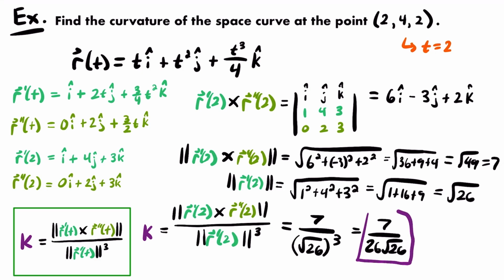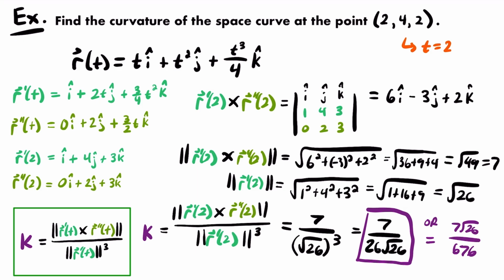7 divided by 26 times the square root of 26 is the curvature at the point 2, 4, 2 on this vector function. And if you really do like to rationalize, you could also write this. It would also be 7 square roots of 26 divided by 676. Okay, and so that's it for this example.